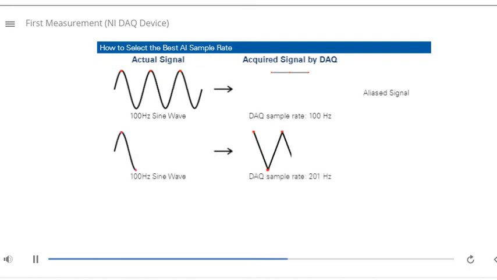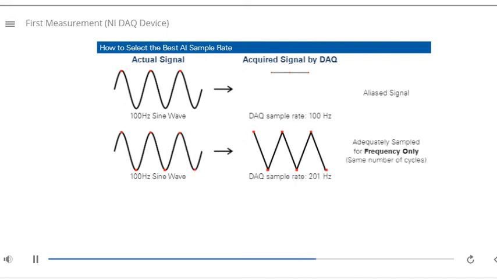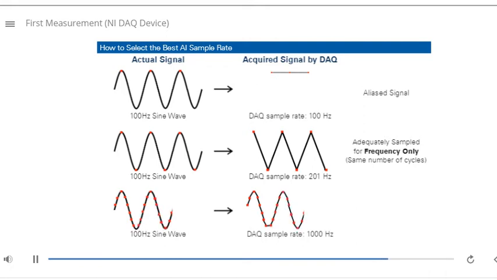If you set your NI DAQ device's sample rate to greater than 2 times the actual signal's frequency, your acquired signal will accurately represent the actual signal's frequency. If you set your NI DAQ device's sample rate to 10 times the actual signal's frequency, your acquired signal starts to accurately represent the actual signal's frequency and shape.